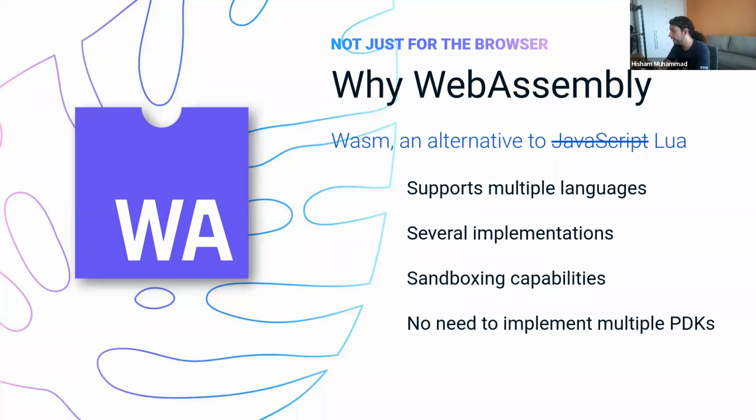It means that we don't need to implement multiple PDKs, multiple plugin development kits, and do the whole integration of a language one by one. As soon as we support WebAssembly and we have the integration of our functionality with WebAssembly, then that becomes available for every supported language. So that's a very interesting proposition. And that's why we started looking at WebAssembly in the context of Kong, in the context of the gateway, right?